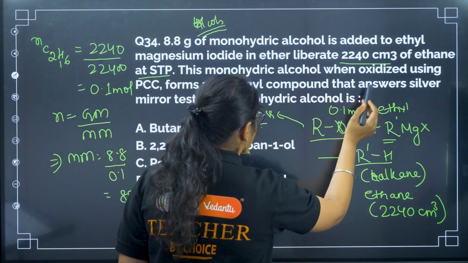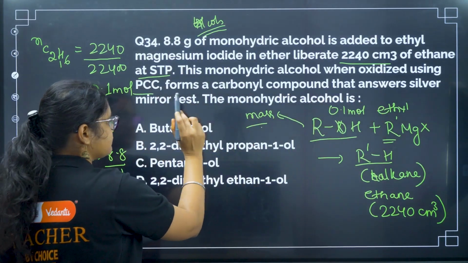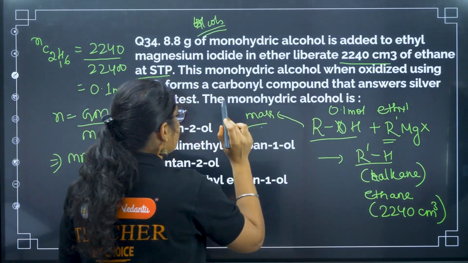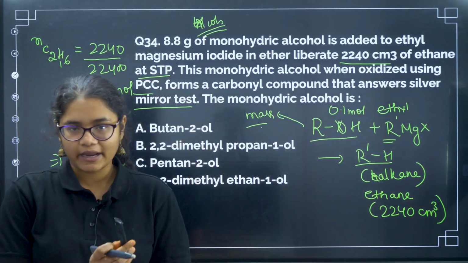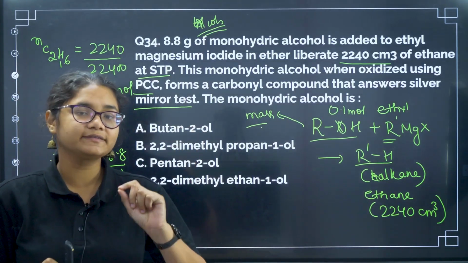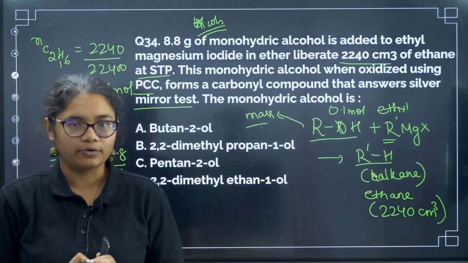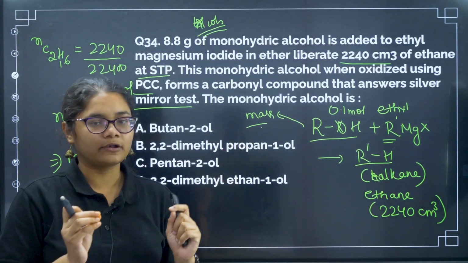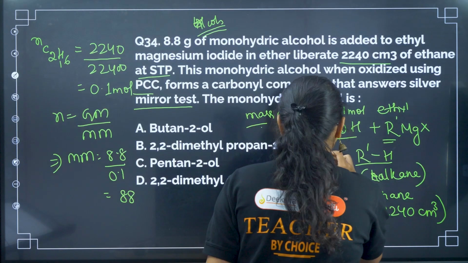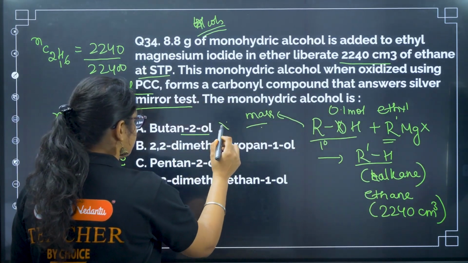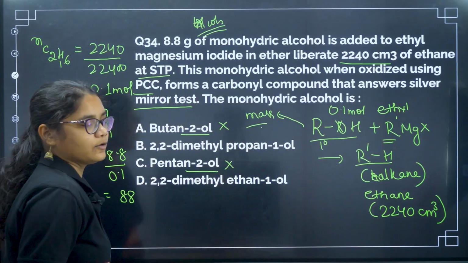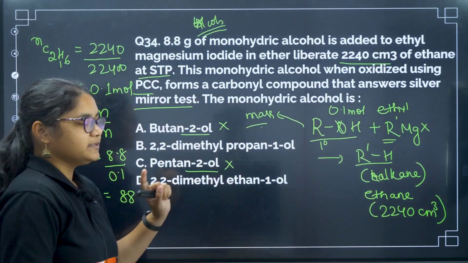This monohydric alcohol, when oxidized using PCC, forms a carbonyl compound that answers silver mirror test. So that means it must be one aldehyde is produced, and aldehydes can be produced from primary alcohol. So the monohydric alcohol must be a primary alcohol, right? Now if you see the options, this is a secondary alcohol, this is a secondary alcohol, right? So we can eliminate these two options.